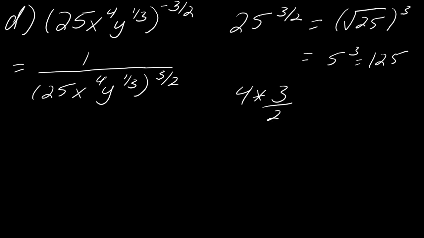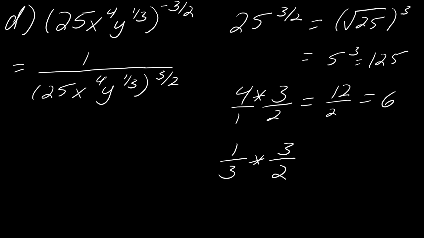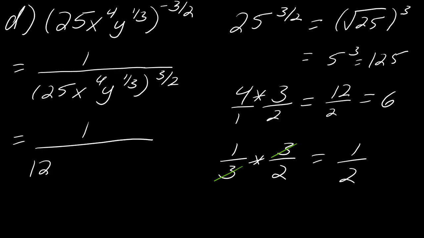Now I also need to take 4 times 3/2, so I'll go ahead and do that. So 4 times 3/2 is going to equal, so just multiply straight across, that's going to equal 12 over 2, so that'll equal 6. And then I need to take this 1/3 times this 3/2. So I'll set up that calculation over here as well. And in this case, I notice that the 3's actually just cancel out with one another. So this just equals 1/2. So now I can put all these pieces together. So this is going to be 1 over 125 x to the 6 y to the 1/2.